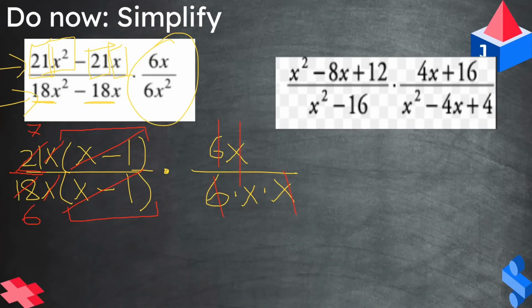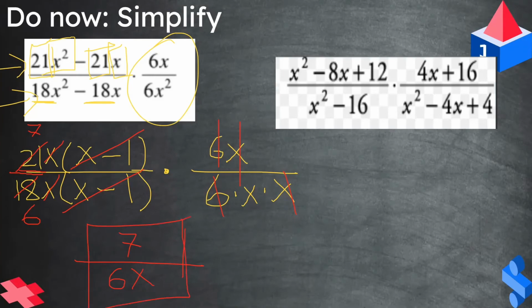So now what do we do? We now multiply across the things that we have left, okay? It shouldn't be hard. We have 7 left from the top, and 6 is the only thing that we have left from the left fraction. From the right, we have x. 6 times x gives you 6x, and that is your answer. This fraction cannot be simplified anymore, so that is your simplest form, okay?